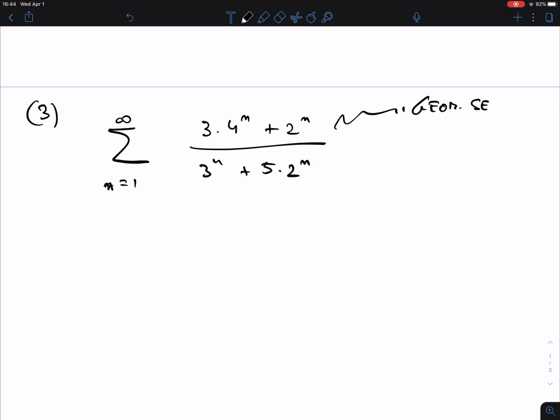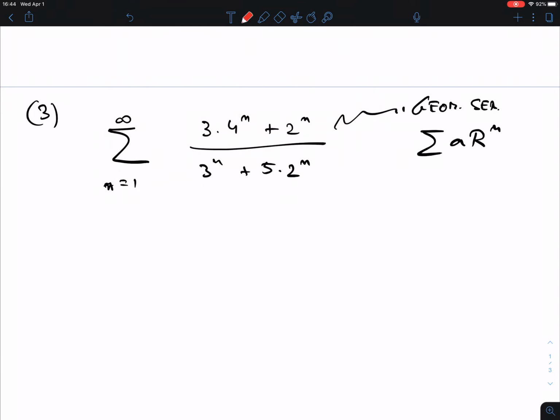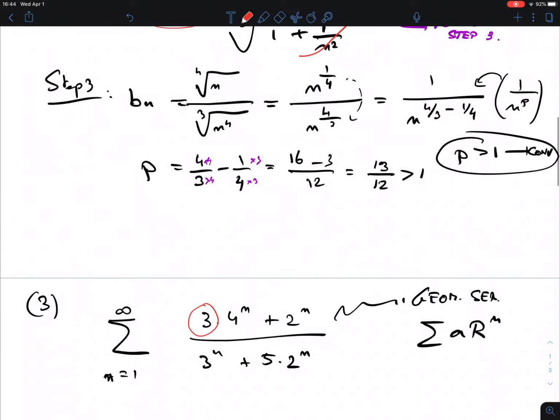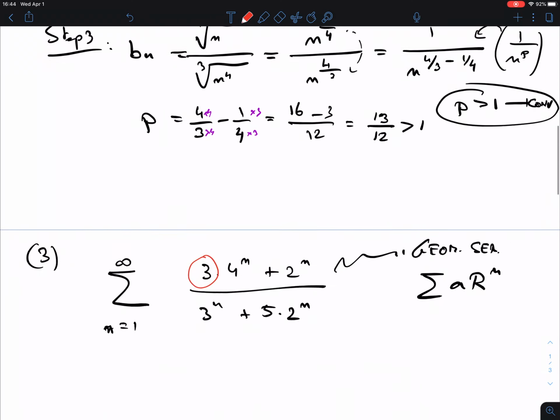Why? Because I remind you, the geometric series looks like this, right? One way of writing the general formula is A, that's the initial term, times r to the power n, where r is the ratio. Okay. So we do the same thing. We look for the dominant terms. Let's start looking for the dominant terms here. We have 3 things. There's a 3 here, but that's not really a power. That's just a coefficient. That's like having a 3 here, for instance. You have to treat this as a coefficient, right?